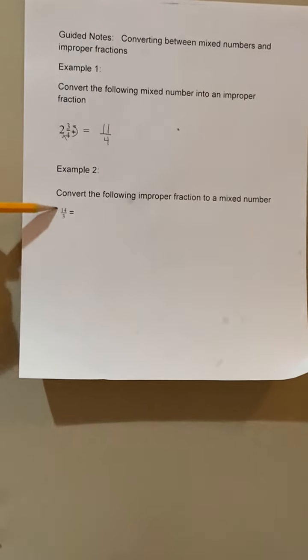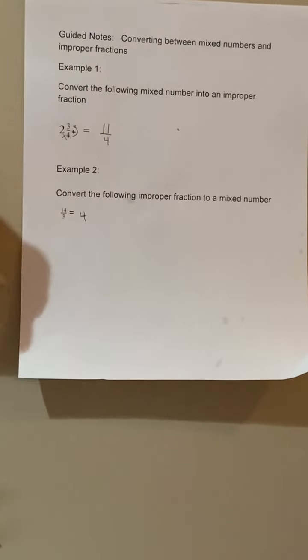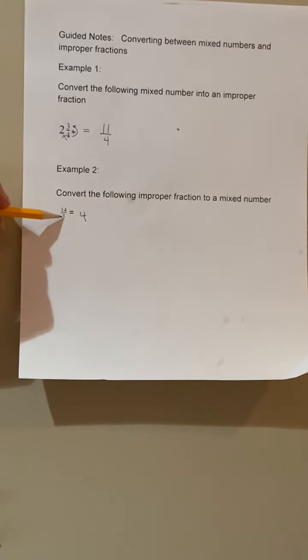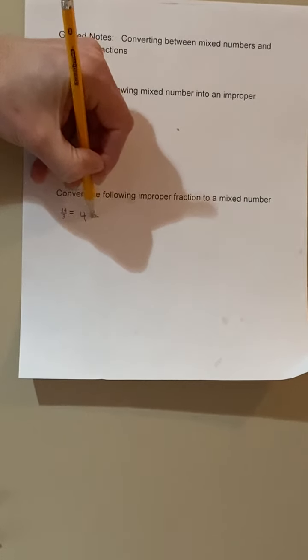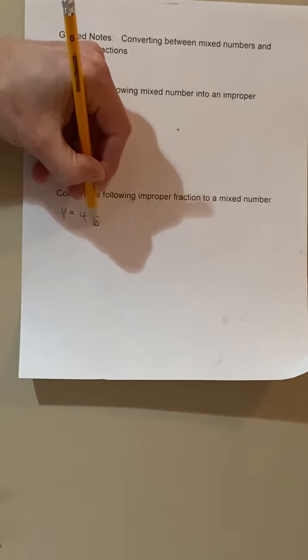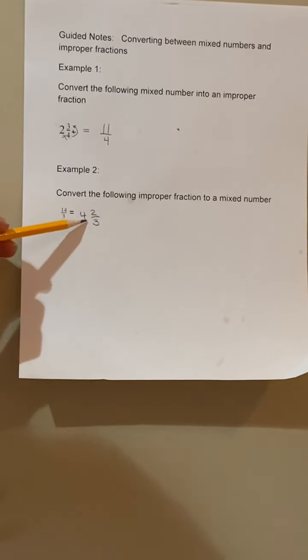Okay, 3 goes into 14 4 times. And then what's left over? Well, 3 times 4 is 12. Okay, so 3 goes in 4 times, and then I have 2 left over. Okay, so 14/3 is the same as 4 2/3.